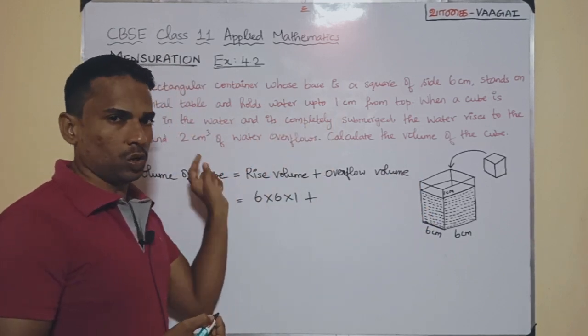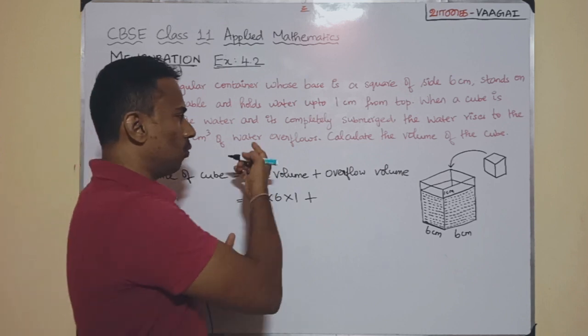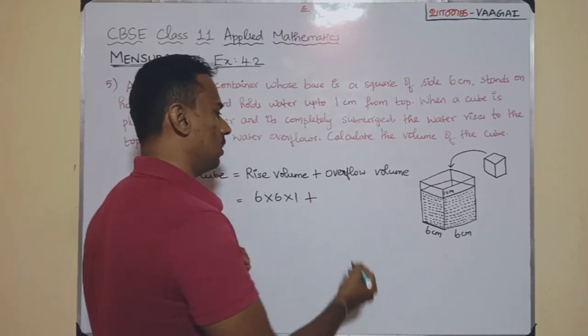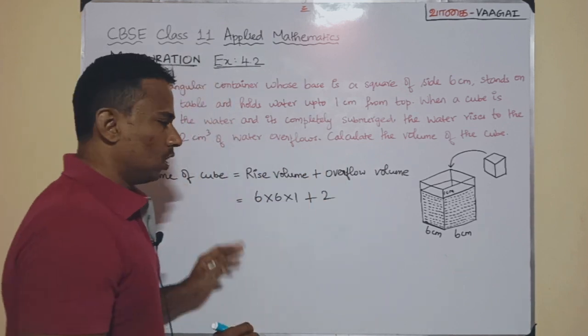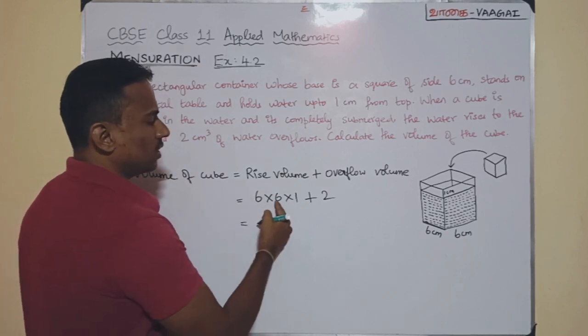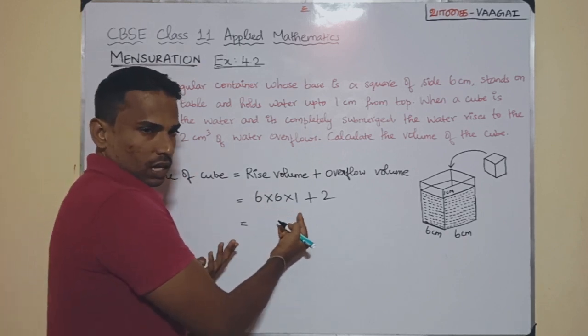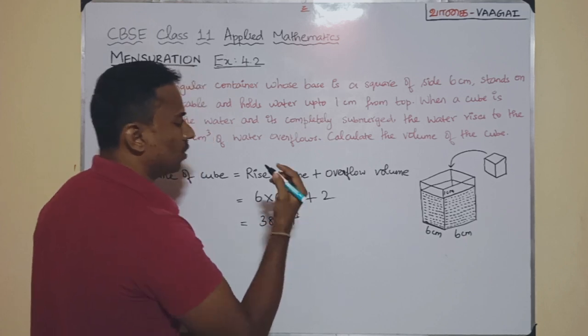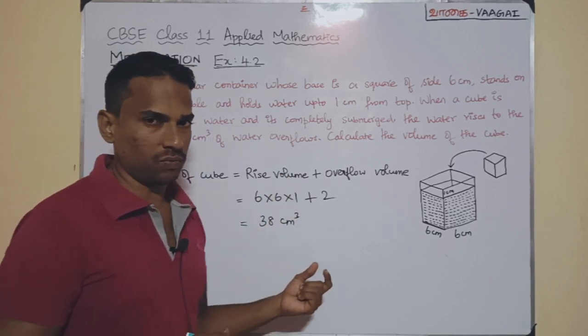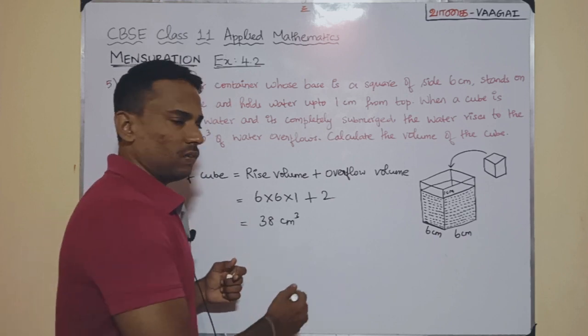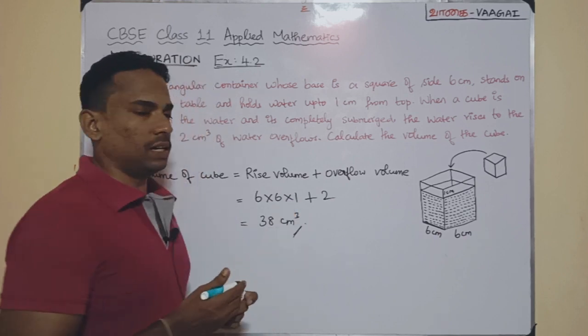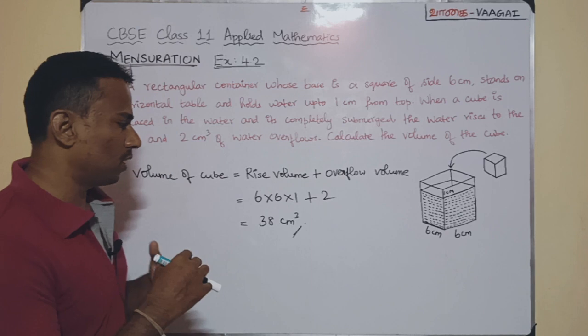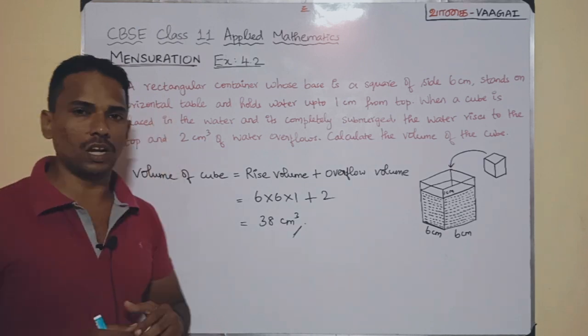2 centimeter cube of volume is getting overflowed. That's what the water is getting to overflow that they gave there itself, right? So plus the 2. Now just do this calculation. You will be getting 6 sixes are 36 into 1 is again 36. 36 plus 2 will be 38 centimeter cube, because we are doing the calculation in terms of centimeter cube only. The answer we get will also be in terms of centimeter cube. So 38 centimeter cube is going to be the answer for your question number 5.